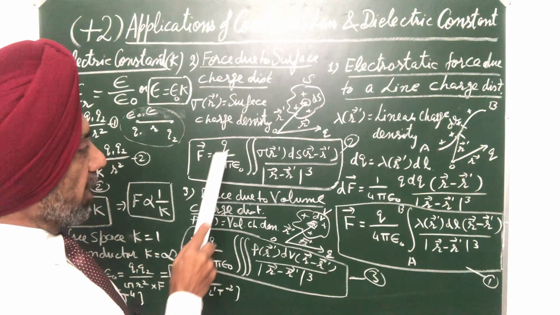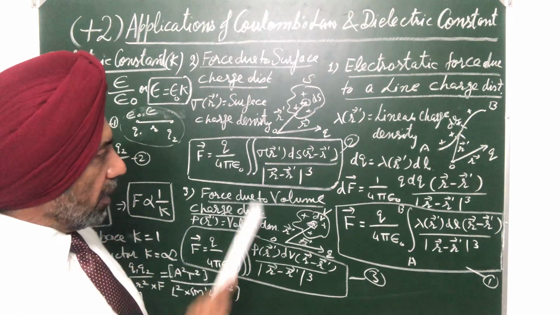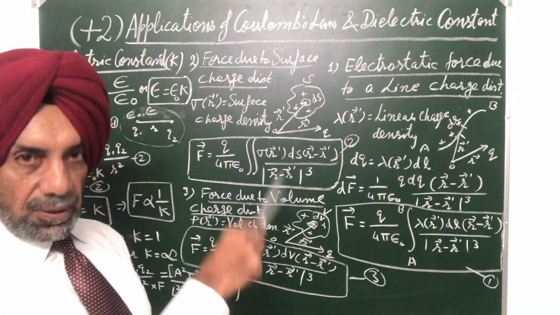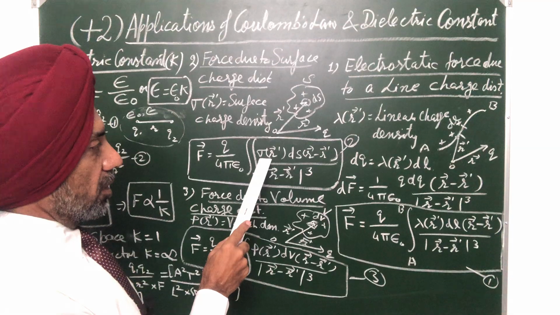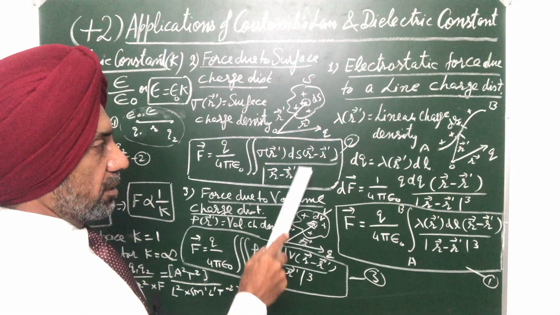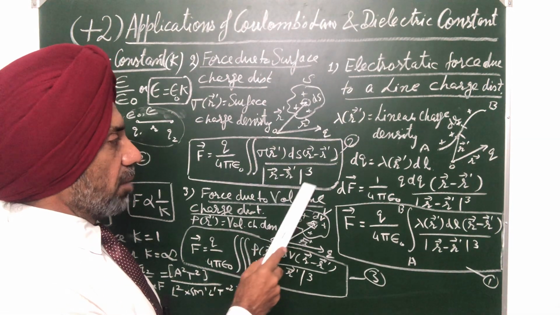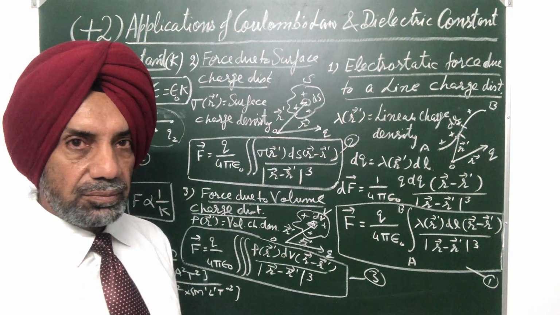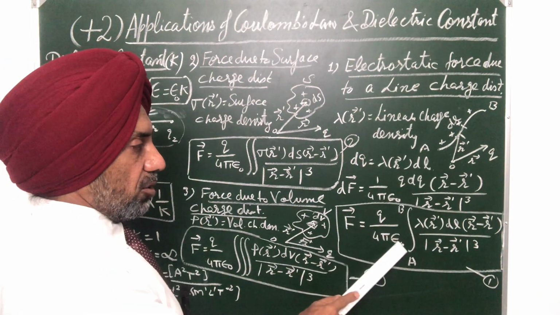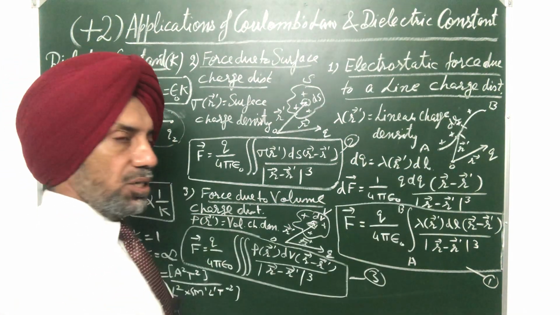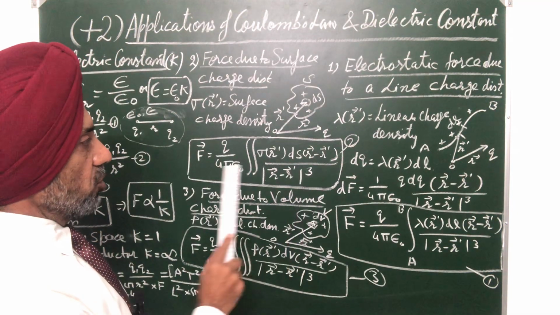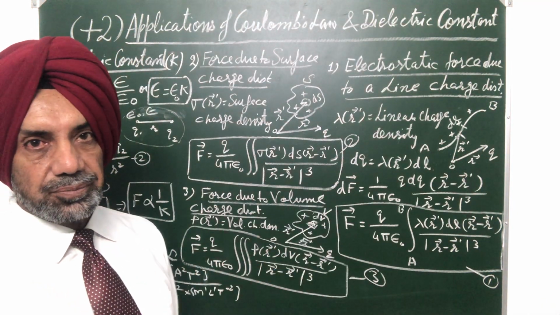So the total force is given by q upon 4 pi epsilon naught, here with a surface integral over the entire surface, sigma r dash dS, (r minus r dash) upon mod of (r minus r dash) cubed. So this is the electrostatic force due to a linear charge distribution. This is the total electrostatic force due to a surface charge distribution.